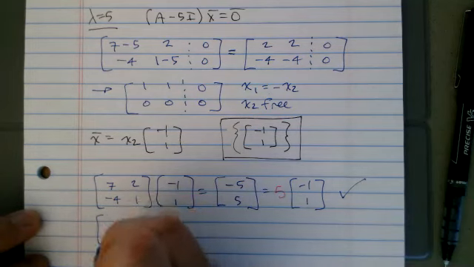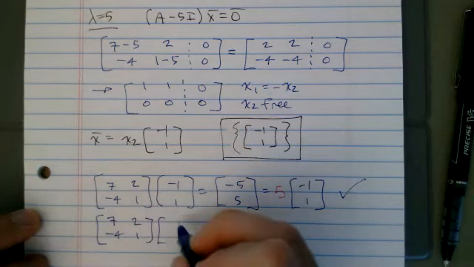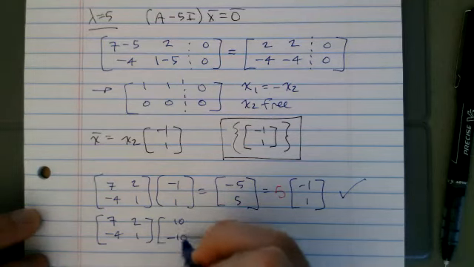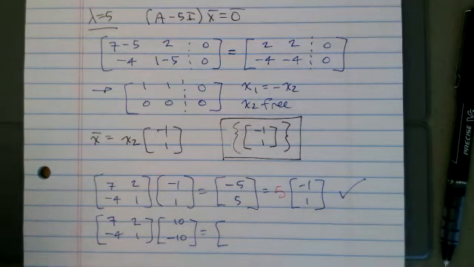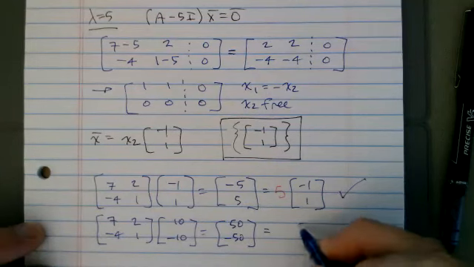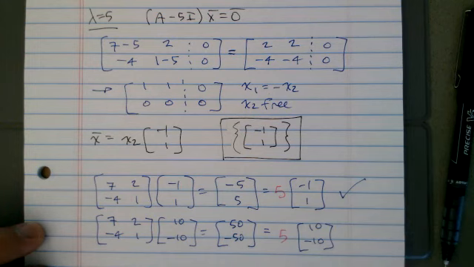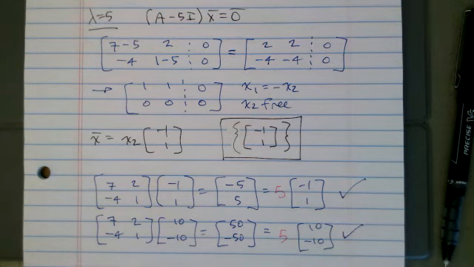Also, if I multiply A by any multiple of this vector, like 10, negative 10, we end up with 50, negative 50. And that's just 5 times what we started with. Double check. You don't have to include your examples. It's a good idea to check, though, to make sure that you're right. Any questions?